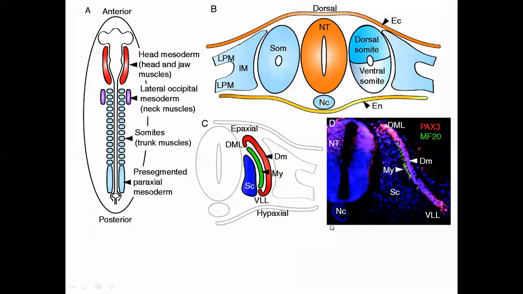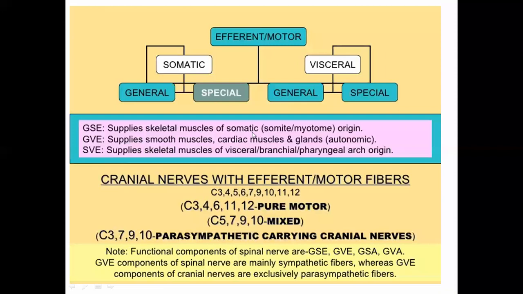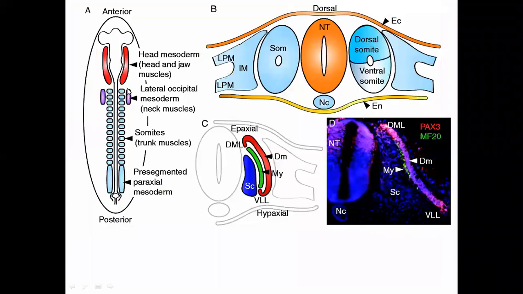To help you better understand the efferent component, let's talk about this structure, the somite. We are talking about general somatic efferent, which supplies the skeletal muscles of somite origin. Now what is somite? We have already seen the somites. These are the somites you can see here on either side of the developing neural tube.